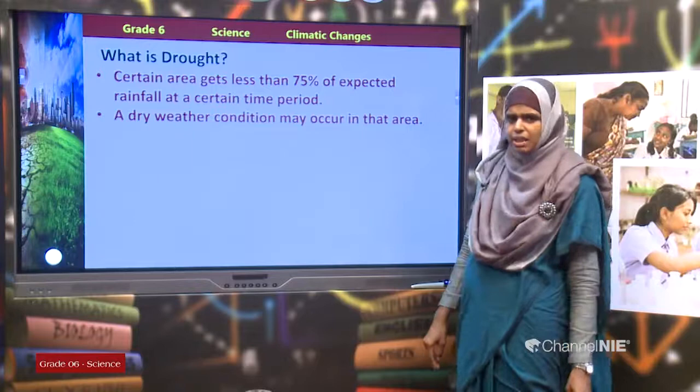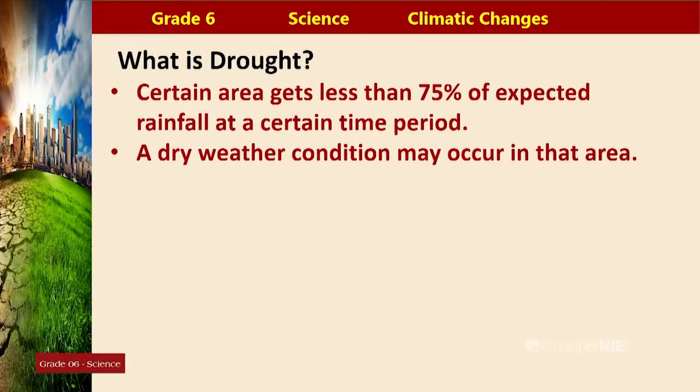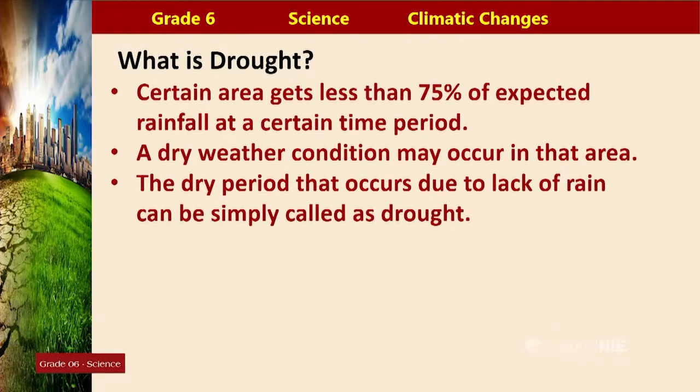As a result, there will be dry weather conditions in that area, children. That area would have a very dry environmental condition, and we call this dry period that occurs due to the lack of rain drought. Whenever there is no rain, the dry period which occurs is called drought.